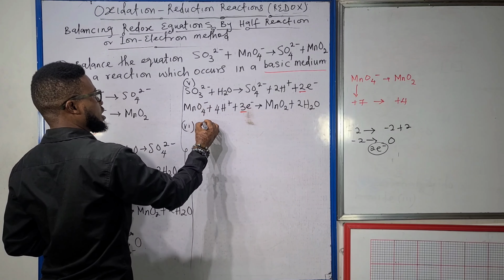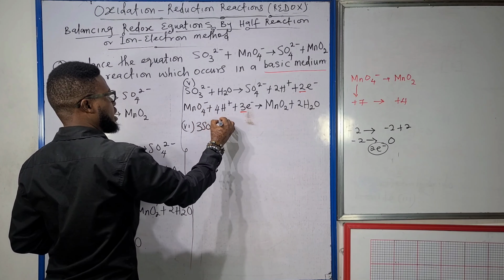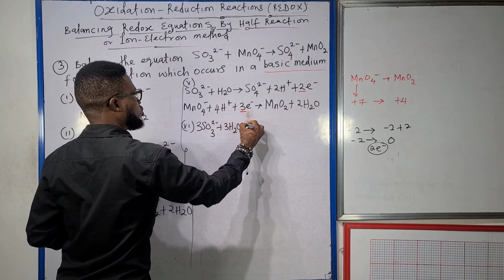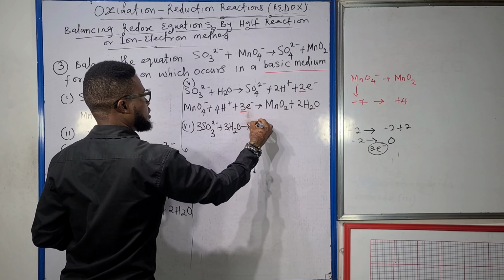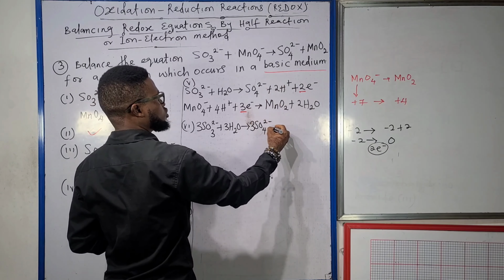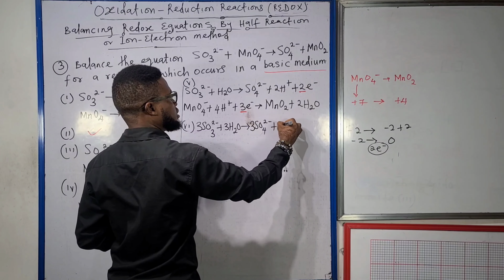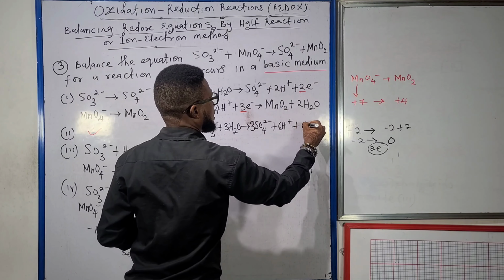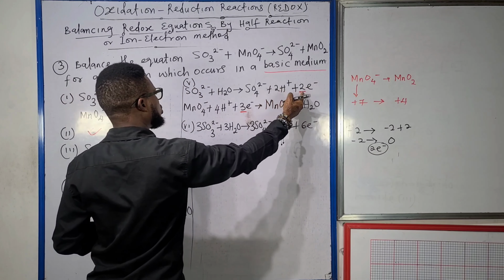3SO3 2 minus plus 3H2O to give us 3SO4 2 minus. 3 times 2H plus will give us 6H plus, 3 times 2 electron will give us 6 electron. Then I'm going to use 2 to multiply this.